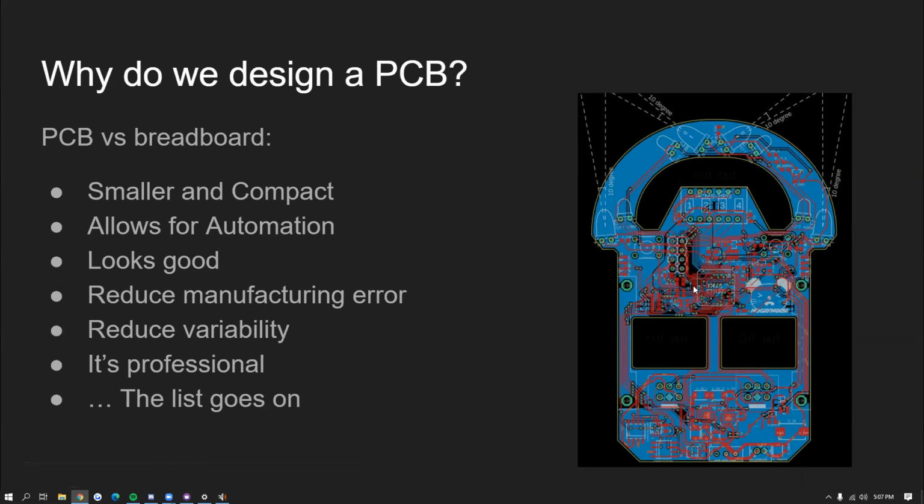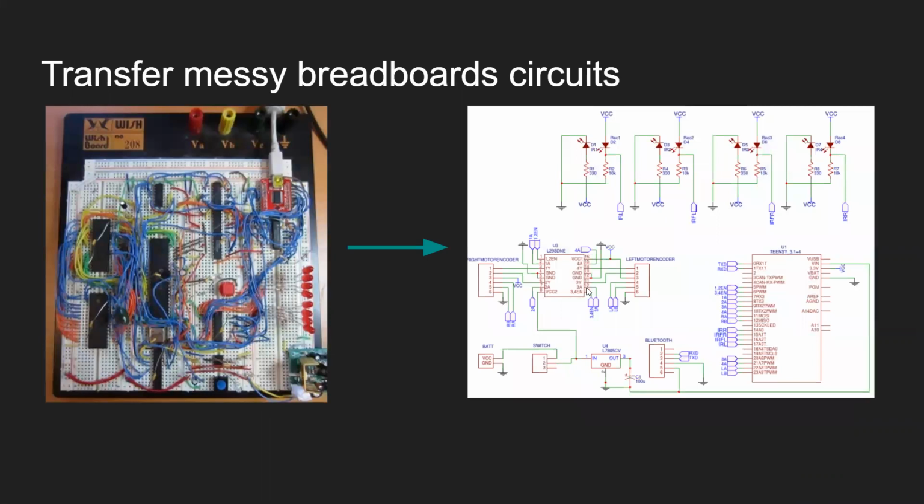Another benefit is that if you want to make multiple copies of your design, you can just have multiple PCBs and slap on your components every time you want to make something new. This is what you might see: say you have a breadboarded circuit that looks pretty messy like this. You can map it out in the schematic and then make it more compact on a PCB.